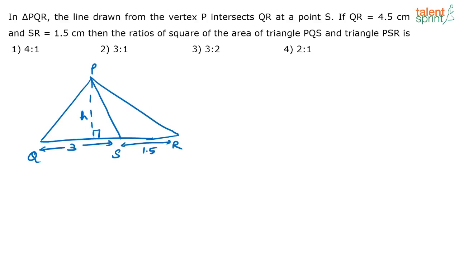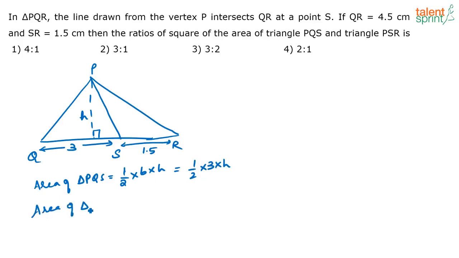Okay, so now what is the area of a triangle? Area of triangle PQS is nothing but half into base into height. See, for any triangle, if you know the height and the base, you can find the area using this formula. So here it is nothing but half into 3 into H. Now let us consider area of triangle PSR. Again for triangle PSR the height is still the same. So here it is nothing but half into the base, which is 1.5, into H, correct. This is the area of triangle PSR.